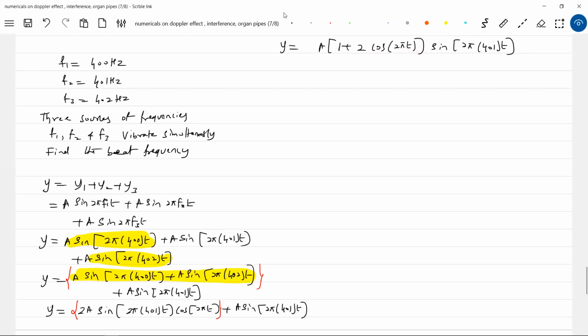When these three waves undergo superposition, we'll get a resultant wave. The frequency of the resultant wave should be somewhere around these frequencies only. So which one is nearer, 401 or 1 Hz? 401 is nearer to these frequencies. Therefore this should be the signal frequency, and this should be the amplitude term. I will separate it and write it like this. I'll shade it. This is the amplitude term.